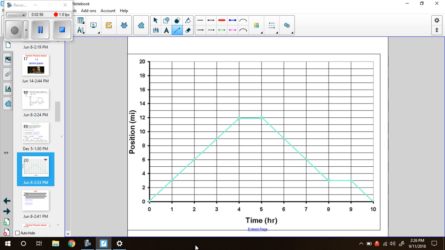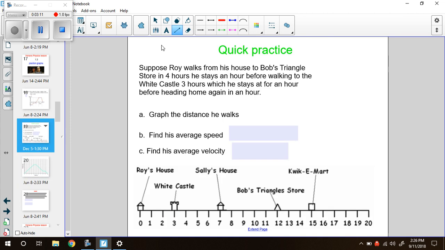Sweet. That's what your graph hopefully should look like. In class, I noticed a couple of people skip that hour section. So he does include this hour here. So from 4 to 5, he's just staying there. No change in position. All right, so that takes care of graphing his distance that he walks. Check. Find his average speed.